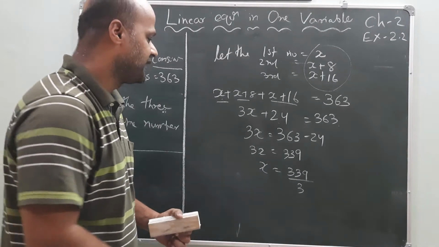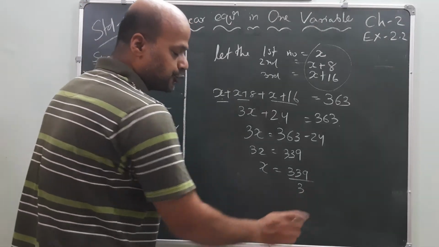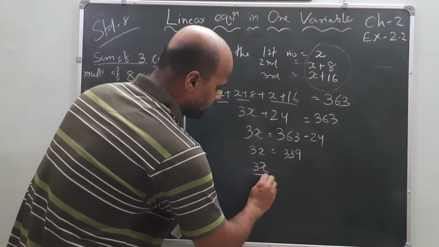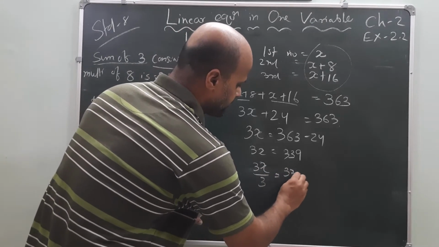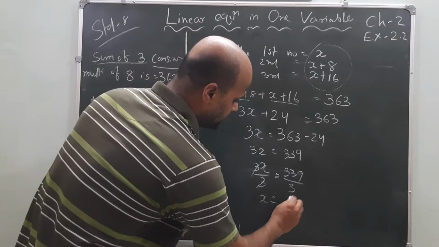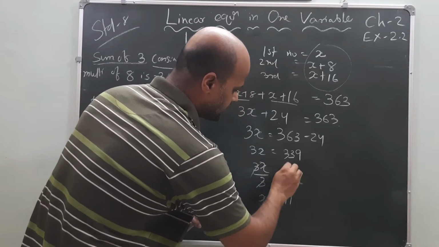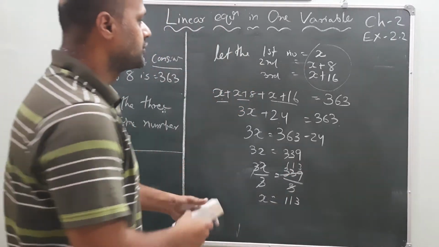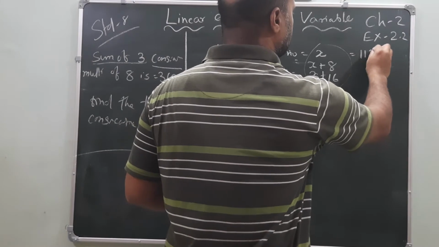Okay, very good. Now, here 3 is divided and goes to that side, it will divide. Otherwise, you can write it both sides divided by 3. 3 cancels, x is equal to 339 divided by 3, which is 113. So the first consecutive number is 113.